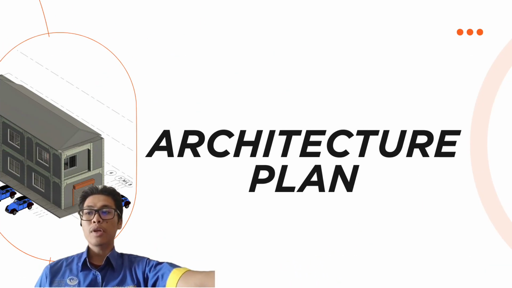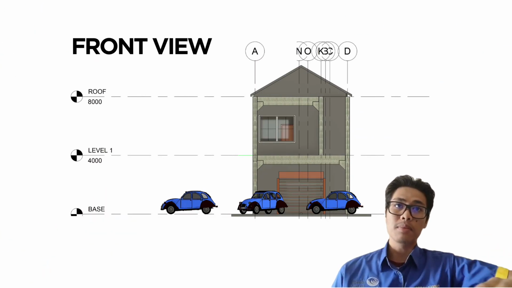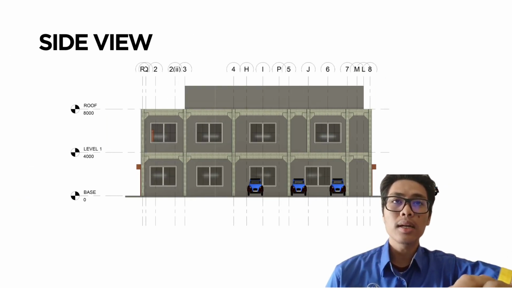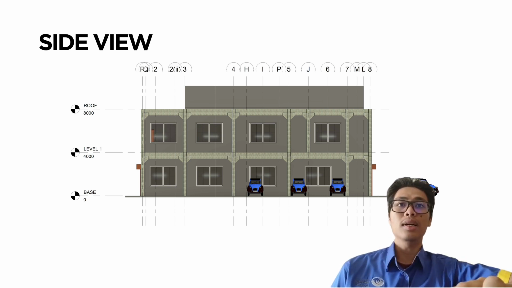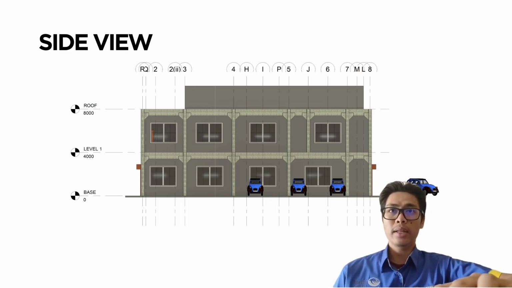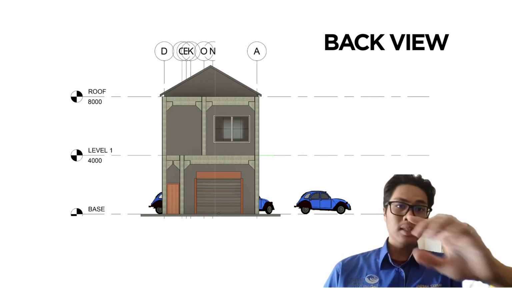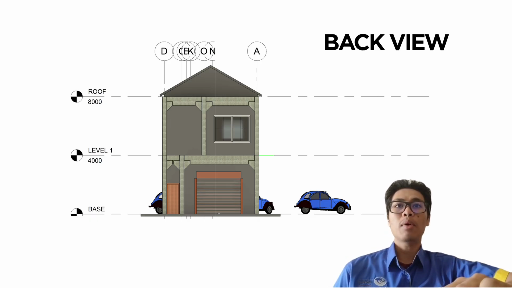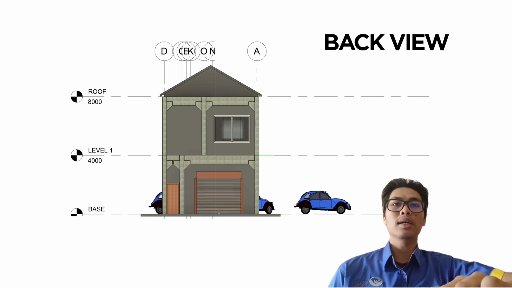Now we jump into the architecture plan. This is the front view of the architecture plan for this building. This is the side view, where we can see the location of the windows. All the details of this project will be shown in this architecture plan. This is the back view. We can see the location of the roof, the shape and the type of roof. At the back and the front, this building has a shutter roller.